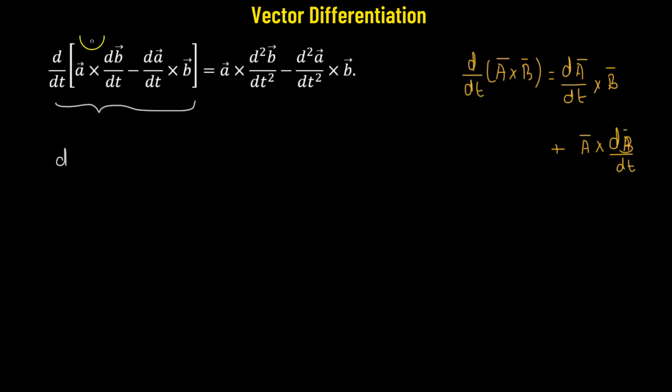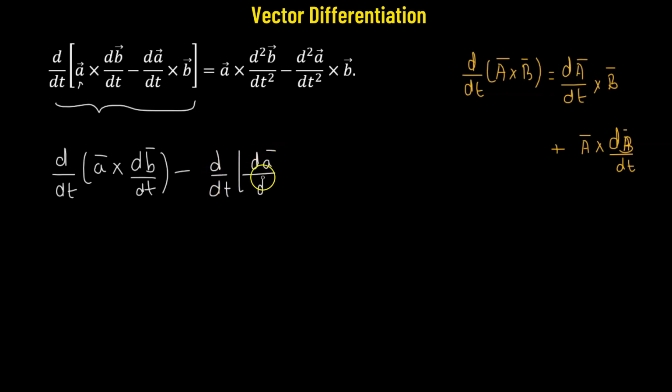So we will do that. Let's break it down. We have the derivative with respect to t of vector A crossed with vector dB over dt, minus the derivative with respect to t of dA over dt crossed with vector B. First we take the derivative of vector A with respect to t and cross it with the second vector, which is dB over dt, plus we keep the first vector A aside and cross it with the derivative with respect to t of dB over dt.